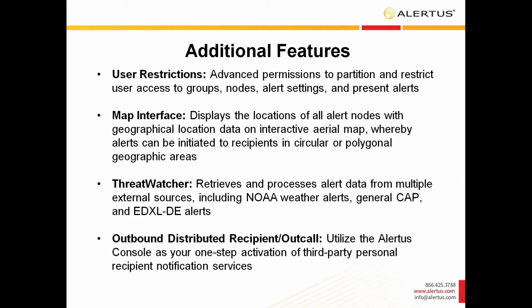Threat Watcher, we have an integration with NOAA, General Cap Alert, as well as AccuWeather. And then outbound distributed recipient outcall. Ultimately, we can utilize the Alertus console as a one-step activation for your third-party recipients. So I mentioned earlier the ability to have a text and email company activate from their system. We can do it vice versa. We can activate other modalities and other recipients from the activation console as well.